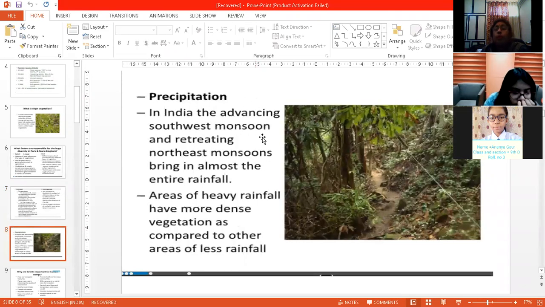Precipitation or rainfall, wherever we have high rainfall, heavy rainfall. Look at Assam, look at the western coastal plain, the western ghats, the western slopes of western ghats. These are areas which receive heavy rainfall. As a result, they have dense vegetation as compared to those areas which have less rainfall.